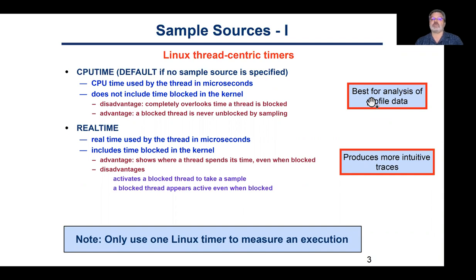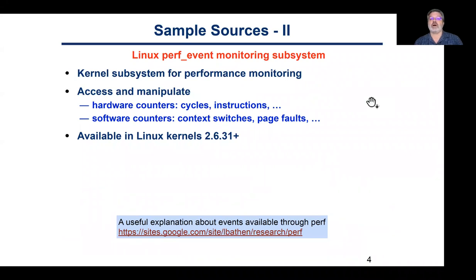All right. So besides the Linux timers, there are also other things that you can measure on the CPU. There's the Linux perf event monitoring subsystem, which supports using hardware counters, so you can measure things like cycles, instructions, cache misses. And then there are some software counters for measuring things like context switches and page faults. Perf has been a standard part of the Linux kernel since 2.6.31, so I think that on almost all systems you're using, you should be able to use perf. There's a pretty good document that I came across when looking around for materials for this talk, which explains some events that you can monitor with perf, and it has some explanations and some examples.